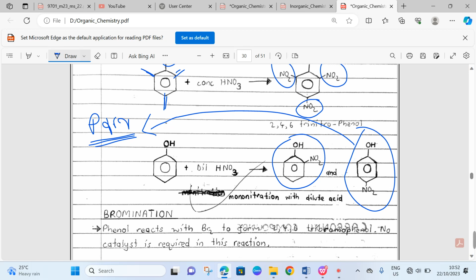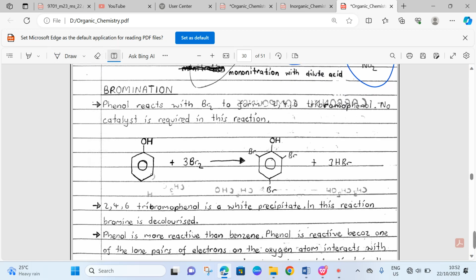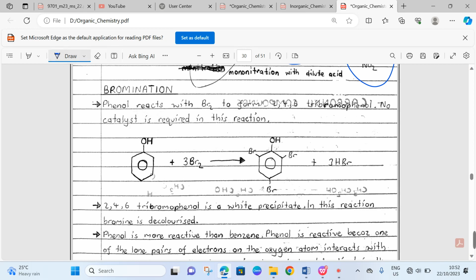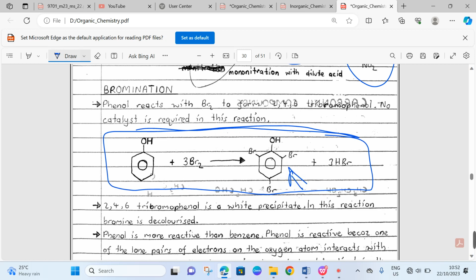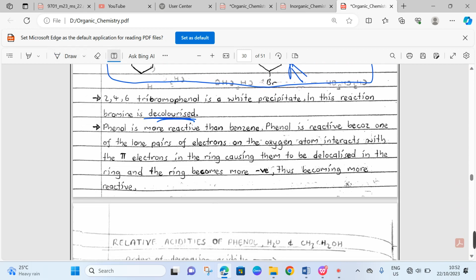Now let us talk about bromination. Phenol reacts with bromine to form tribromophenol. No acid catalyst is required. Phenol is also a typical example of a substance that is capable of decolorizing bromine. 2,4,6-tribromophenol is a white precipitate. In this reaction, bromine is decolorized. So that's a takeaway for you. You're supposed to know that.